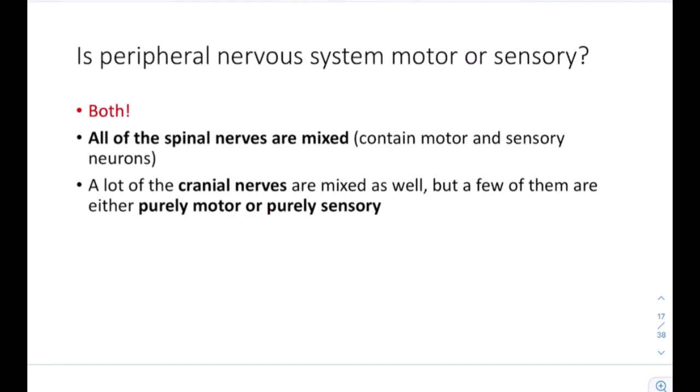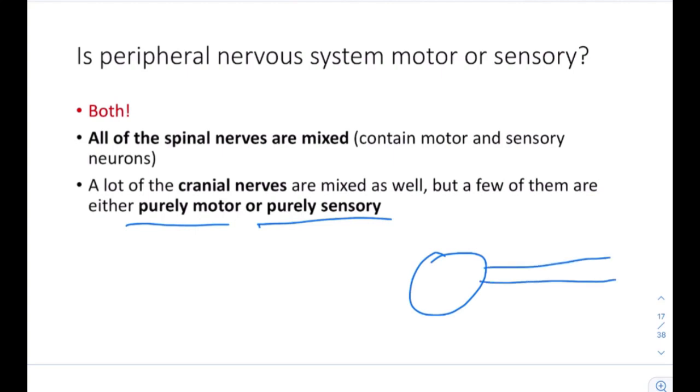Okay, so is the peripheral nervous system motor or sensory? It's actually both. All the spinal nerves, all of them, are mixed. That means they contain motor and sensory neurons. And then a lot of the cranial nerves are also mixed. However, a few of them are either purely motor or purely sensory. For example, your eyeballs are connected to the optic nerve, which is purely sensory. And this is how you see. When the light hits your eyes, it's carried by the optic nerve to your brain. So this is a purely sensory nerve, which is the optic nerve.